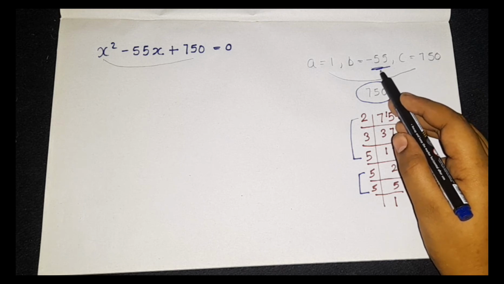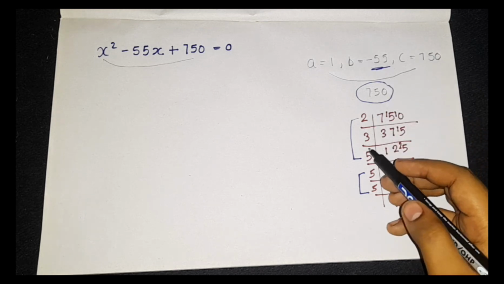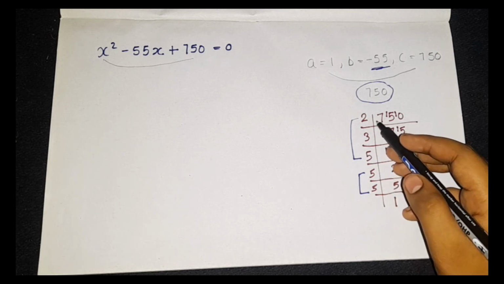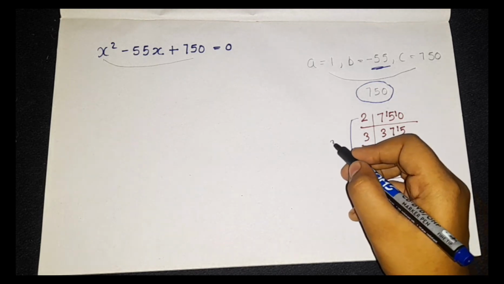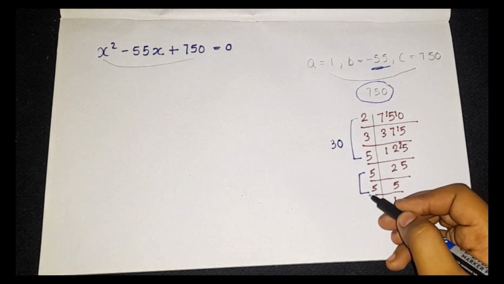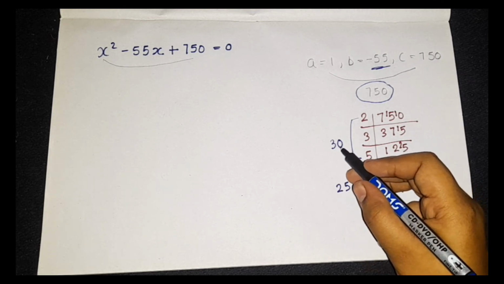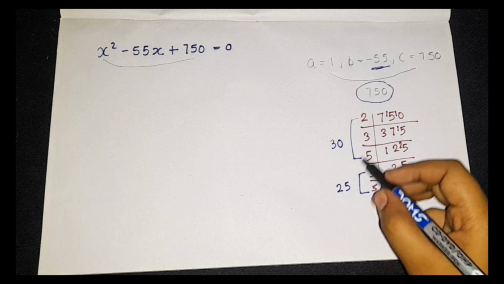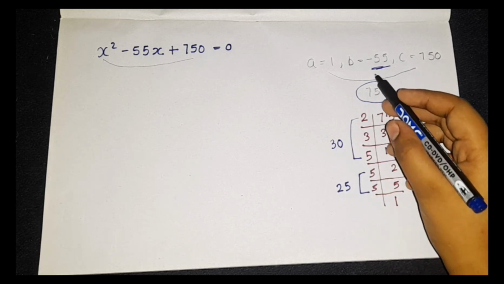So here the minus 55, this is the middle number, we should get it. Alright, so when we just multiply 5 into 3 into 2, we get 30. Am I right? So let us write 30, and 5 into 5 is 25. So now when we just multiply 30 into 25, we get 750. Am I right? But when we just add or subtract, we should get minus 55.